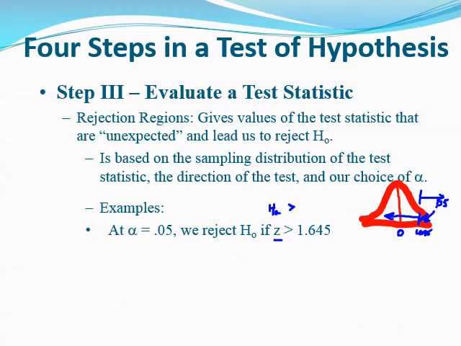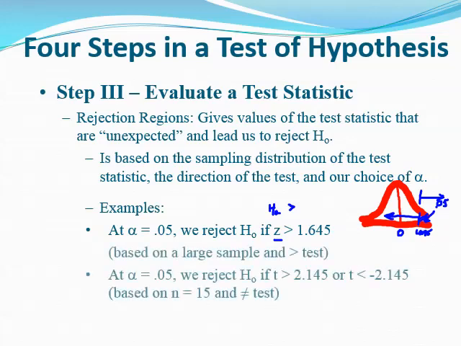I'll give you another example here. At alpha equal 0.05, we're going to reject if t is greater than 2.145 or less than negative 2.145. If you have an n of 15, we're not going to use a z distribution. We would use a crazy looking t. Sorry about that, I'm writing with a mouse though. Give me some grace. With 15 minus 1, 14 degrees of freedom.